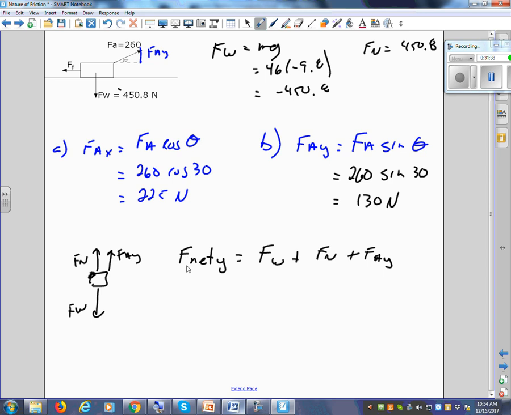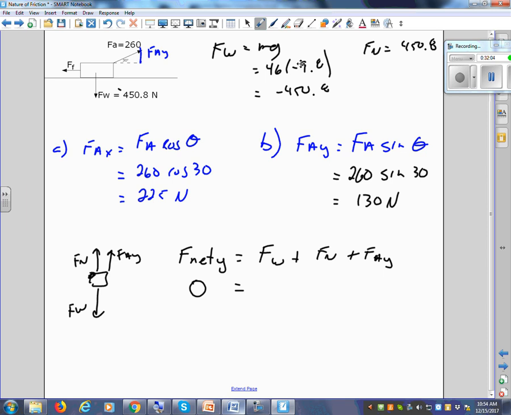F net Y, the sum of all the Y forces up and down, is equal to all the Y up and down forces, which are FW, Fn, and FAY. And F net Y has to be equal to 0. Why 0? It's overall balance. It's not accelerating up or down. You're right, Trent.